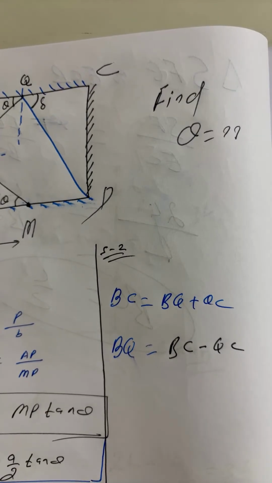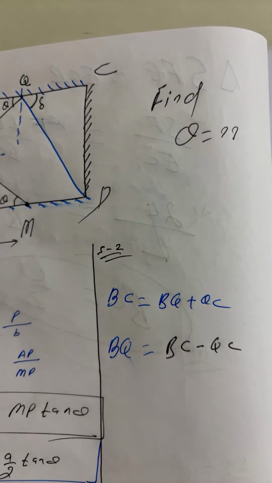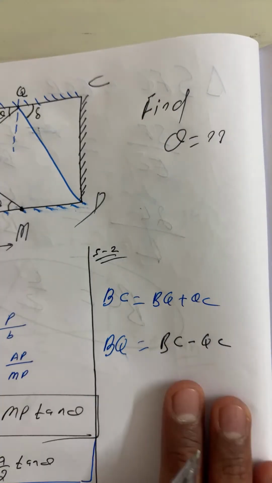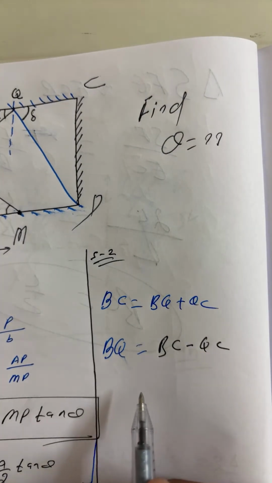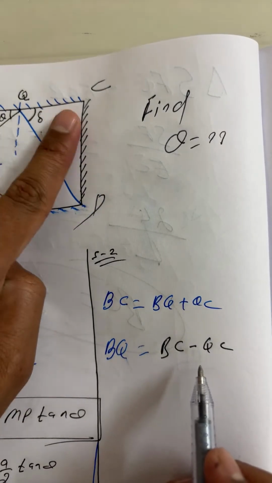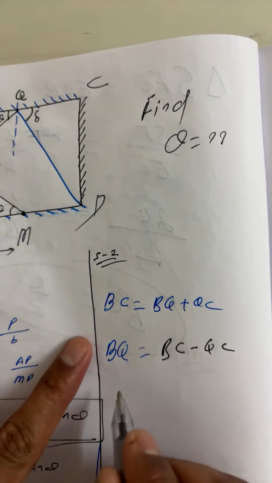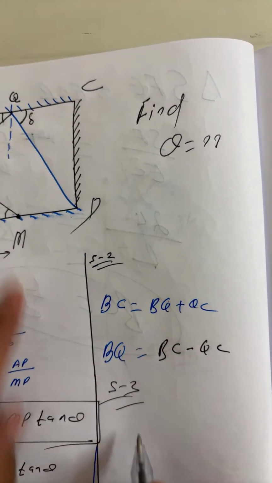Do one thing. BP we all got, and we can also use this BC relation. Then further we wish to find QC. For QC, again we can apply, in step 3, the tan theta formula.